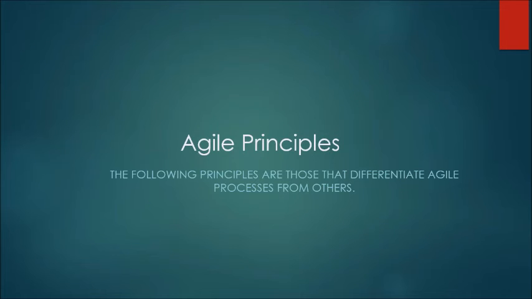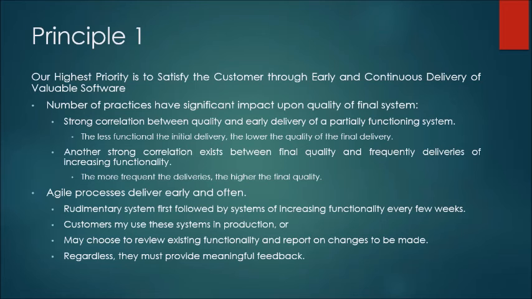Agile principles. These were the values which we discussed. The following principles are those that differentiate agile processes from others, and these principles are important to understand. Principle 1: our highest priority is to satisfy the customer through early and continuous delivery of valuable software. This is the first principle.